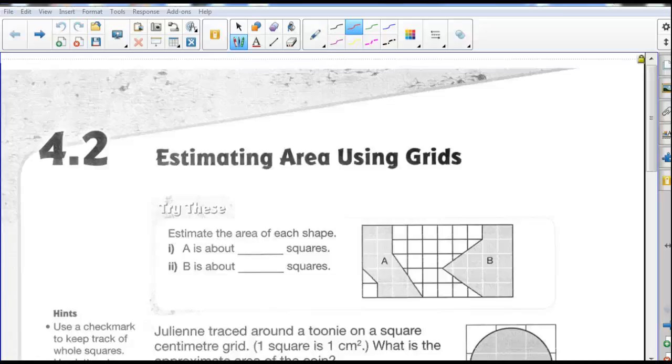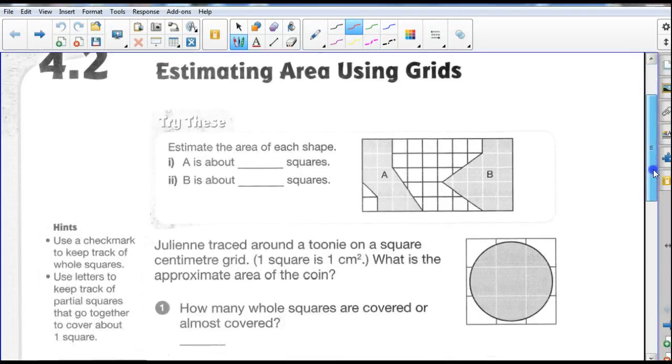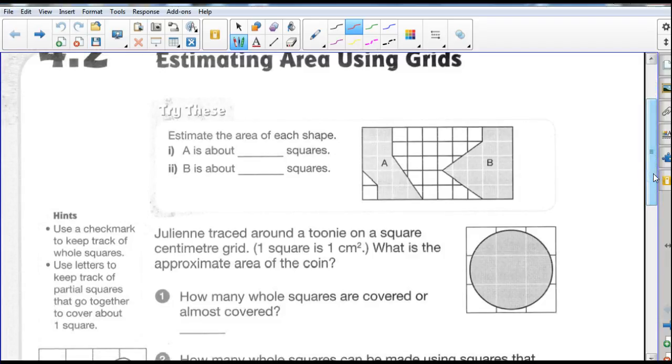All right, this is 4.2, estimating area using grids. As you can see from our diagram here on the right beside Try These, we've got a grid like graph paper, and we've got some objects drawn on there. We want to calculate the area of object A and B, but because they're an odd shape, we can't get it really exact, but we can estimate it because we've got grid paper on it.